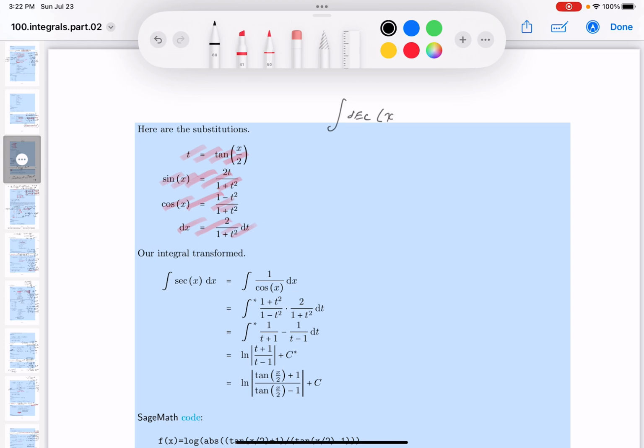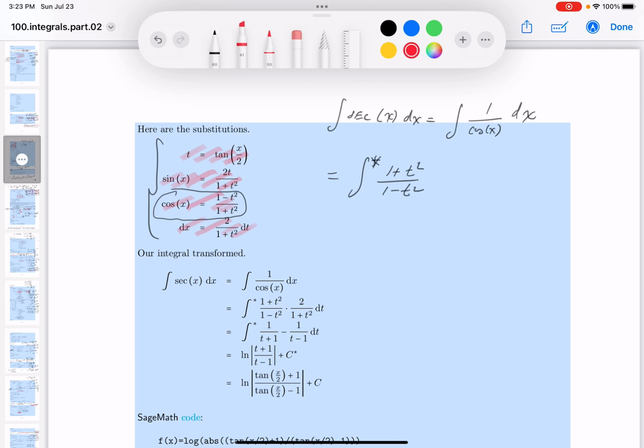So the secant of x dx, well, this is really going to be 1 over cosine of x dx. What I'm going to do is make a substitution. And again, this is deceptively tricky, by the way. Let's write it down. So it's really 1 over cosine. And 1 over cosine is just this guy right over here, just a reciprocal of it. So it's going to be 1 plus t squared over 1 minus t squared. So I just did the cosine. That's all I've done.